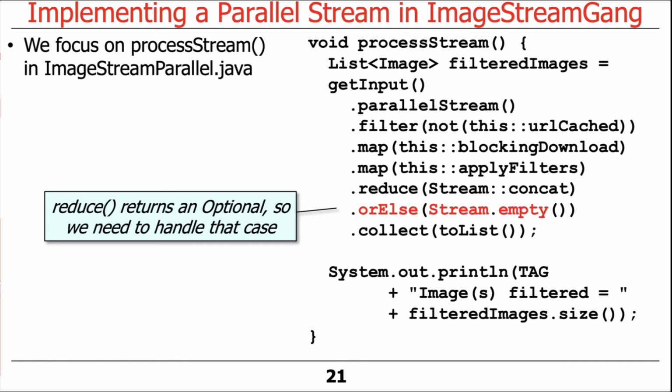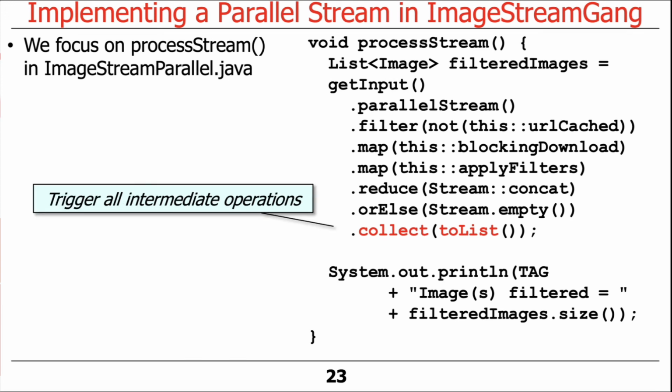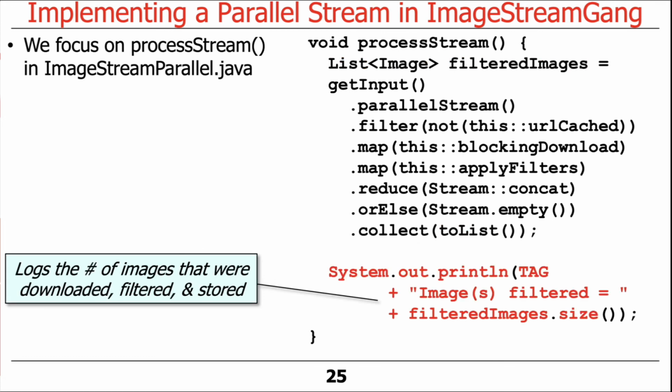As I mentioned before, reduce returns an Optional, so we have to handle the case where the stream is empty. The stream might be empty here if all the URLs we were trying to download had already been cached. So that's a reason why we need to put that check in there, if not just for the obvious syntactic reasons. And then the final thing we do is collect everything into a list, which will, of course, trigger the intermediate operations, and we store those in a list. That'll be a list of downloaded, filtered, and stored images, and then we can print out the number, and they'll be available for being displayed.